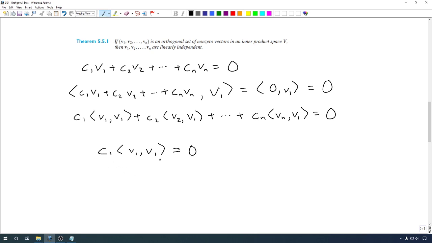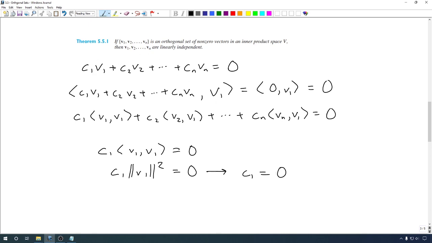But what is the inner product of v1 with itself? That's the same thing as the magnitude, or the norm, of v1 squared. And we're assuming here that v1 is not 0. That's one of our assumptions. That means its norm cannot be 0, so we could just divide that out. This immediately shows c1 has to be 0.